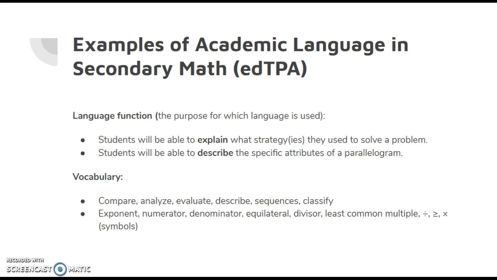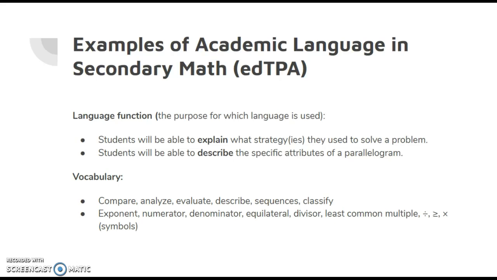Furthermore, some examples of academic language in secondary math, according to the EdTPA, are as follows. As mentioned earlier, the first is language function, which is the purpose for which language is used. One example is students will be able to explain what strategy or strategies they use to solve a problem. Another, students will be able to describe the specific attributes of a parallelogram. Again, these are specifically for secondary mathematics, middle school and high school, because that is what I will be teaching.